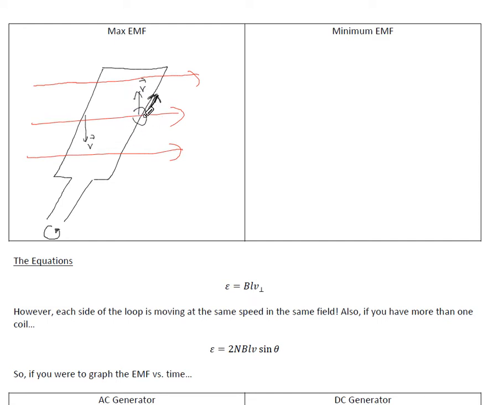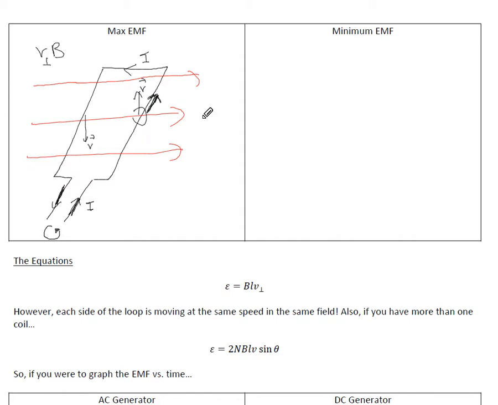So our current is going to end up traveling, looping around like so. This is the direction our current is going to travel. So we get maximum EMF when our velocity is perpendicular to our magnetic field.